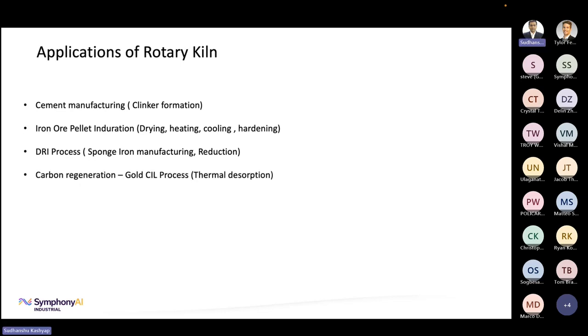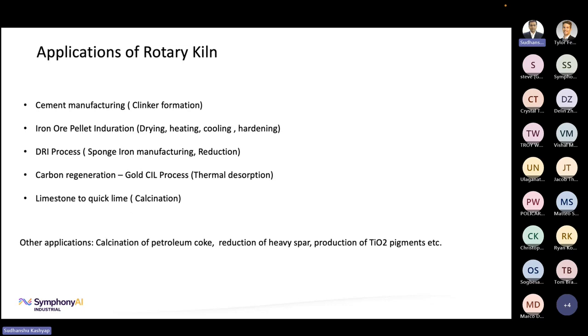Again, in the gold industry, when we do the carbon in leach process and we want carbon regeneration, a thermal desorption process happens, which involves a rotary kiln. Calcination of limestone also involves a rotary kiln. So there are many applications in industry.